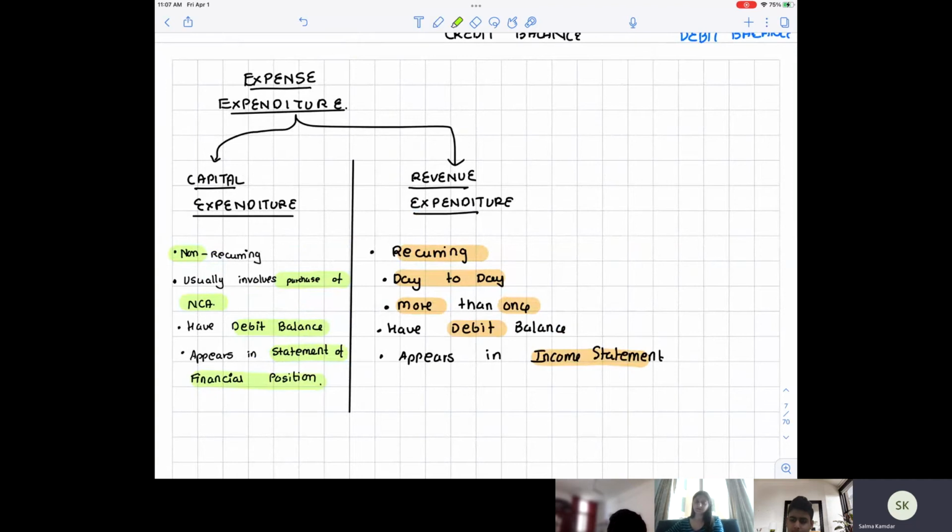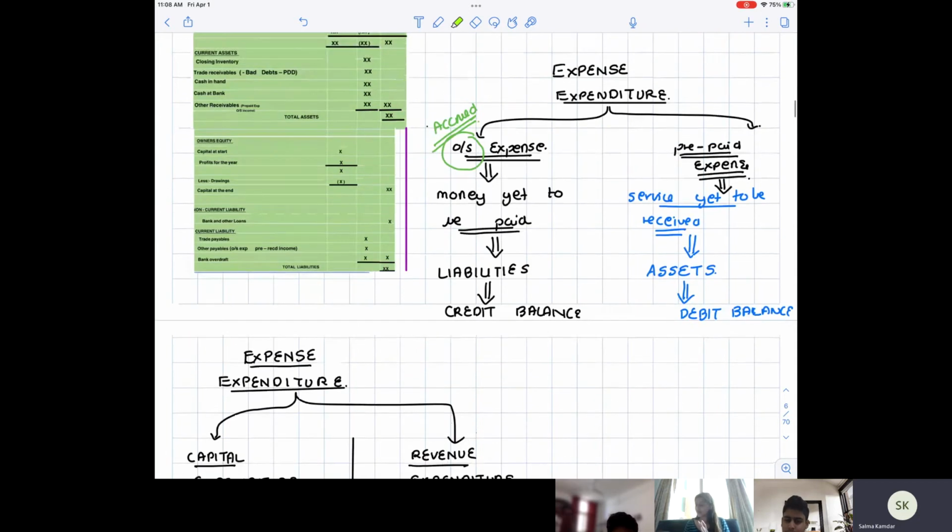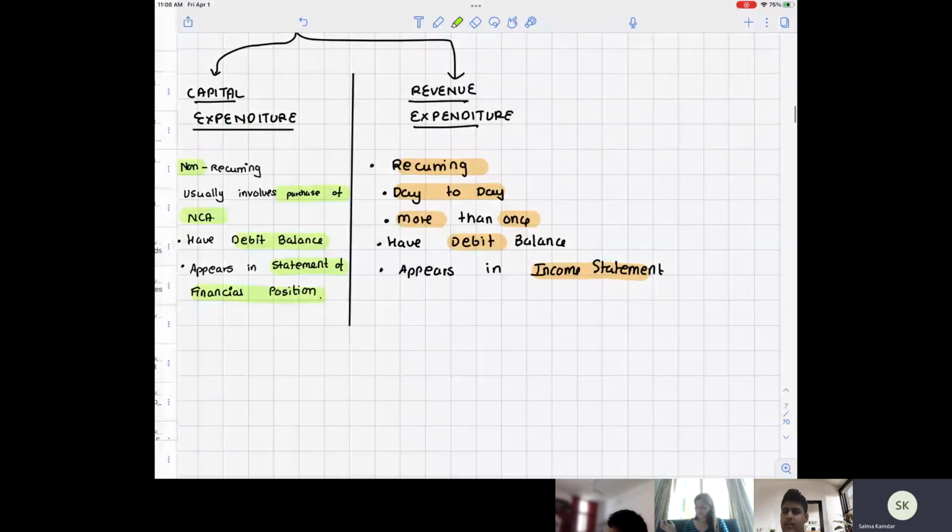Once you have written, please let me know. This is the distinction between capital expenditure and revenue expenditure. One thing please remember, when I'm talking about expenditure, my golden rule is debit all expenses and losses, credit all incomes and gains. But this golden rule you cannot apply for outstanding and prepaid. Prepaid expenses have debit balance, outstanding expenses have credit balance because the nature is different.